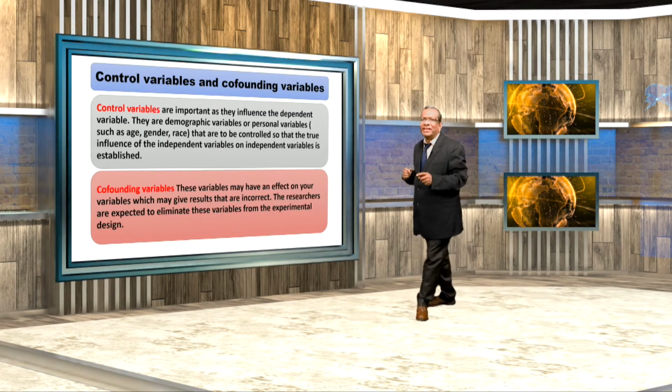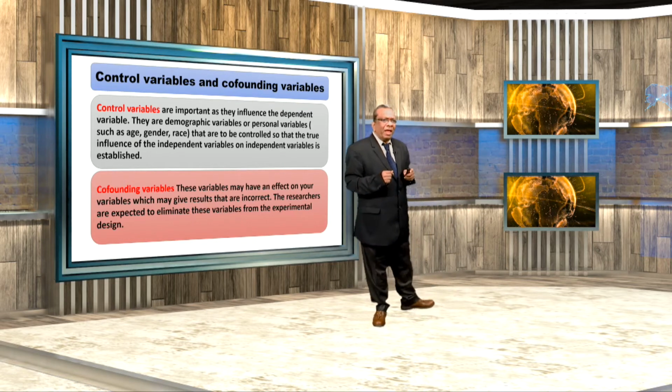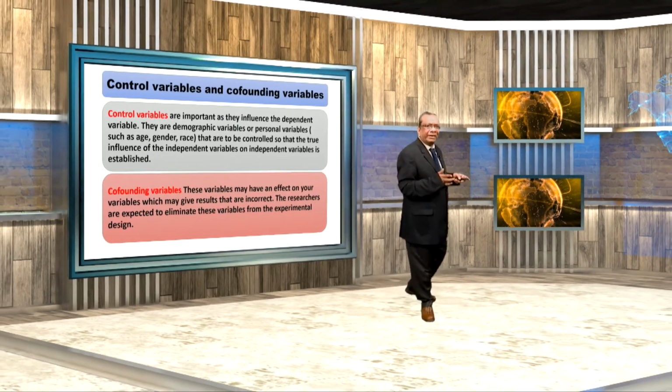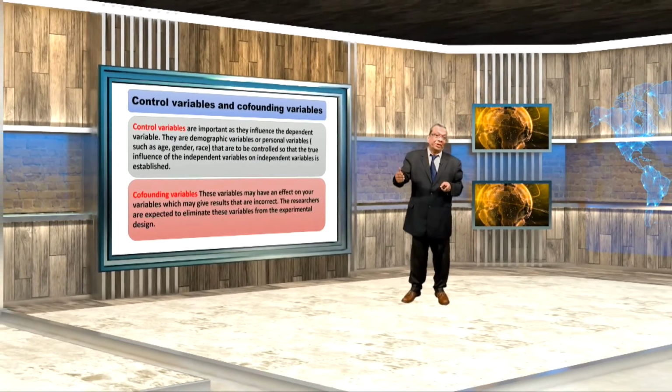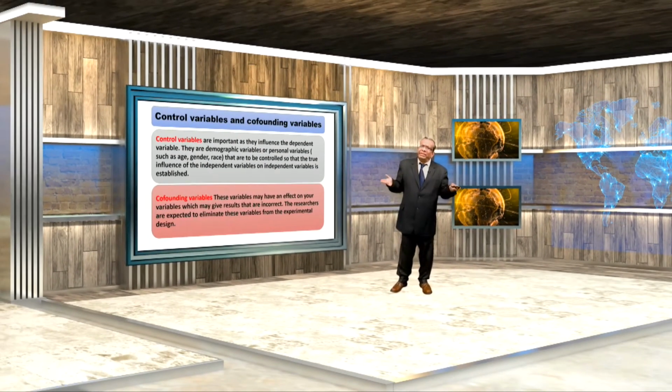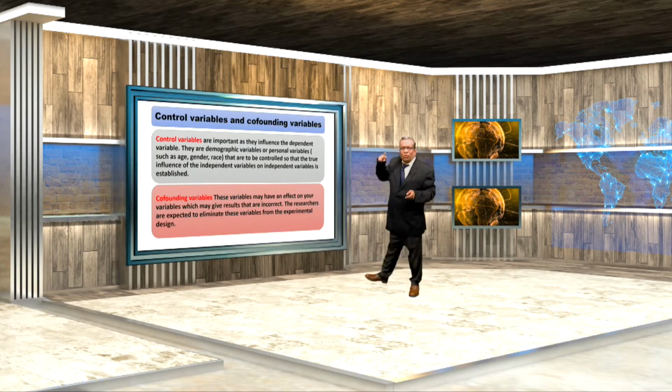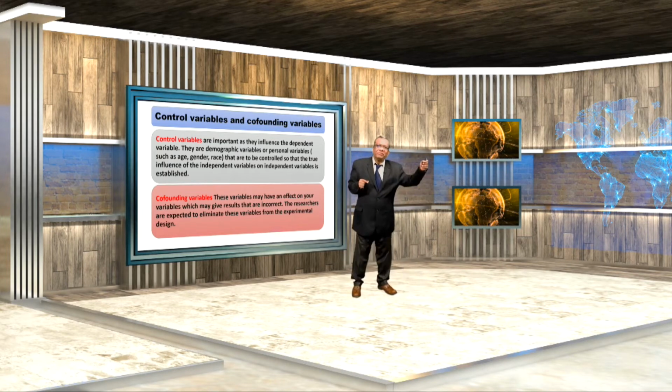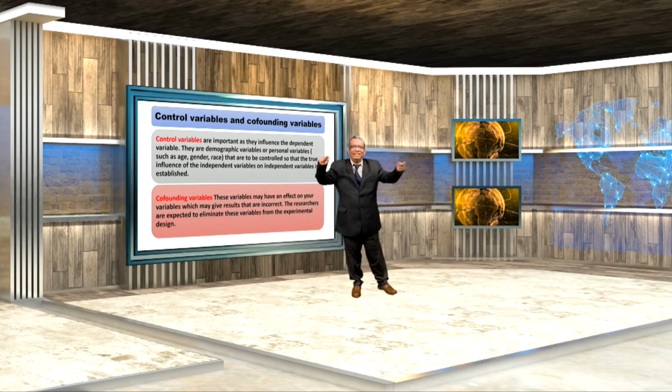Control variables and confounding variables. Control variables are important as they influence the dependent variable. They are demographic variables or personal variables such as age, gender, race, generally found to have an impact on the dependent variable. These are to be controlled so that the true influence of the independent variable on the dependent variable is established.